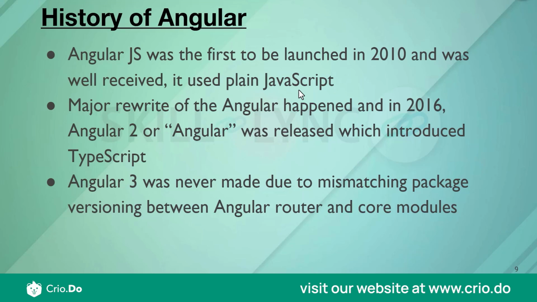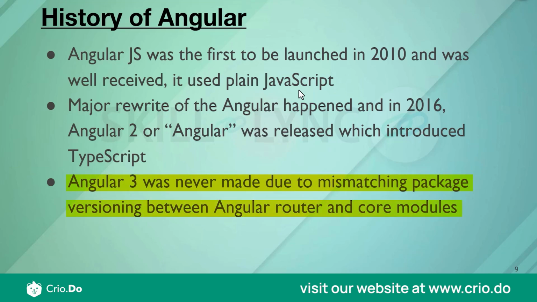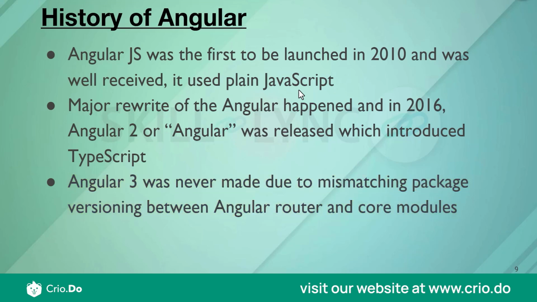One interesting fact which you need to know is there was no Angular 3 version ever released, right? Because there was a mismatching package versioning between Angular router and the core modules. What we mean by this, just give me a couple of minutes, I will show you in action. But for now, just remember the fact that Angular didn't have any version called 3. So this also might be asked to you: is there any version of Angular which was not released? These are just fun questions which you might encounter sometimes in your interviews as well.